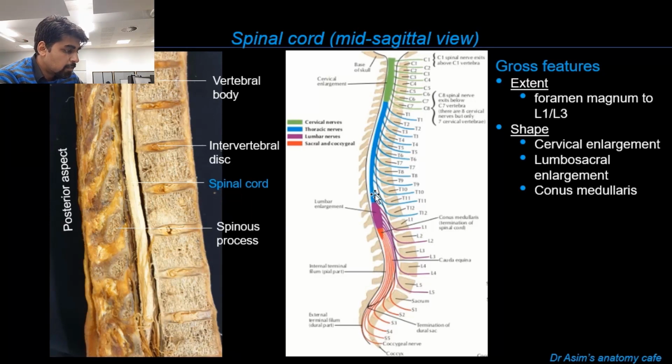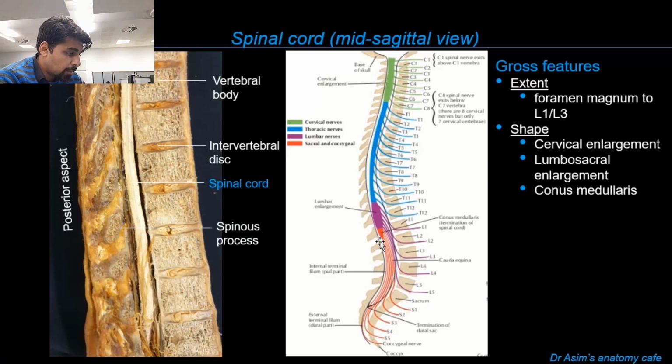And the cord is unusually enlarged in these regions, where the cervical enlargement and lumbosacral enlargement are present, due to the extra number of neurons to cater for the innervation of extra muscle tissue inside the upper limbs and the lower limbs respectively.